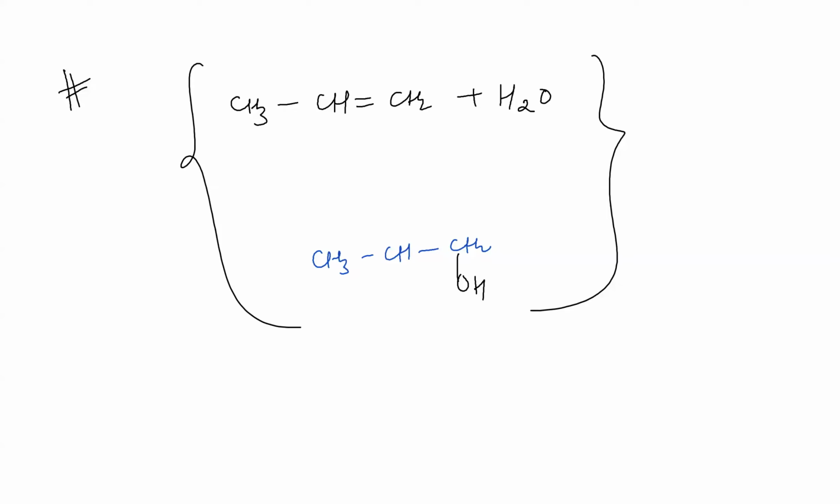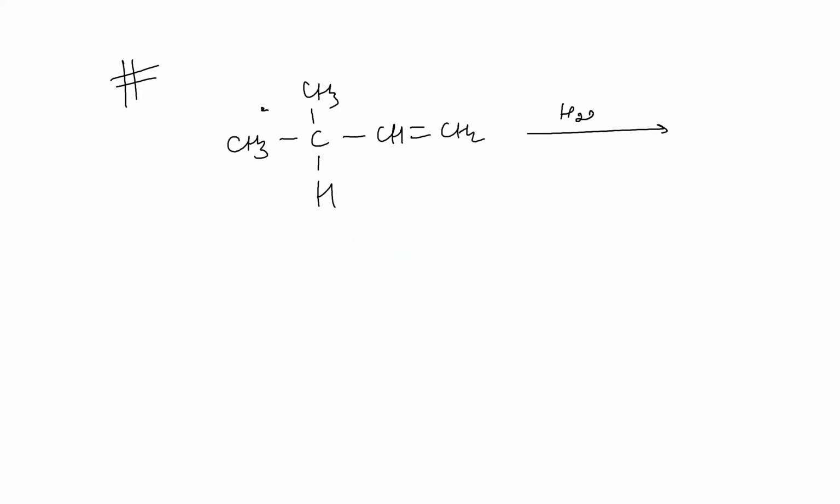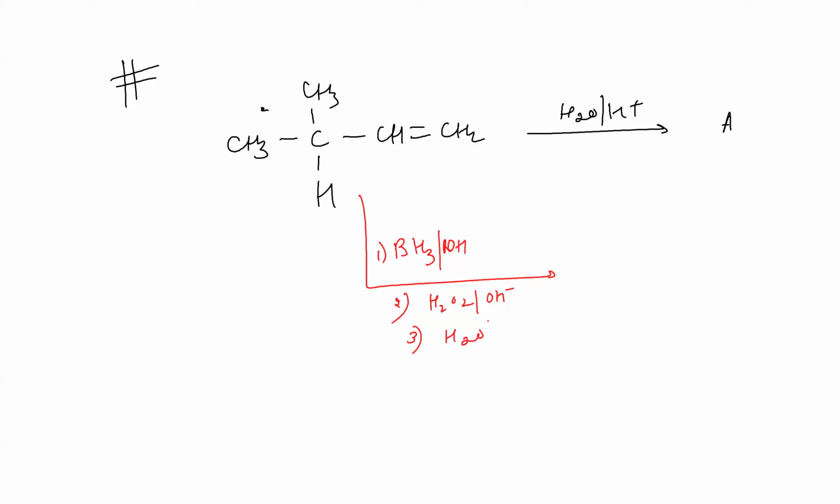That is hydroboration oxidation. Now if I ask you to make a product here, listen. If I ask you to make a product here, CH3, C, CH3, H, CH double bond CH2. I simply add water and H plus. I want you to tell me product A. And to the same thing, I add BH3, then I add ROH, alcohol, first. Second, we add H2O2 in the presence of a base. And third, we add water, acid. Three steps.